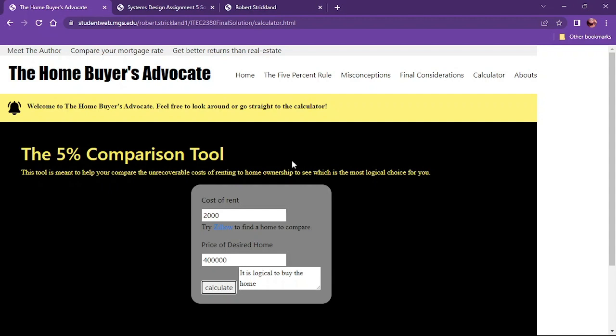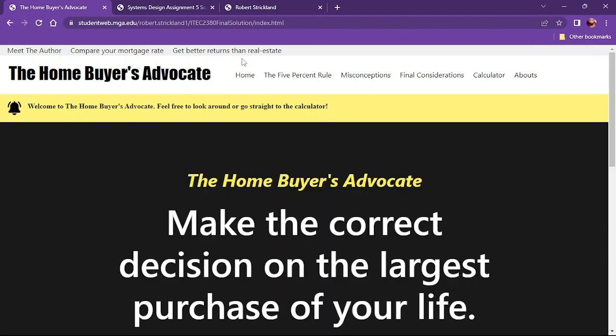And lastly, what I found is that I definitely prefer using JavaScript as it's closer to Java and Python, but HTML and CSS are a little different, but I figured it out and I can see how they're very useful. So I guess I learned something about myself. And this concludes my presentation on the Homebuyers Advocate website.